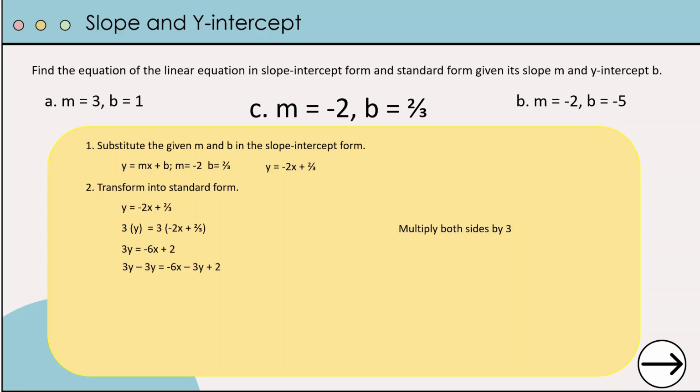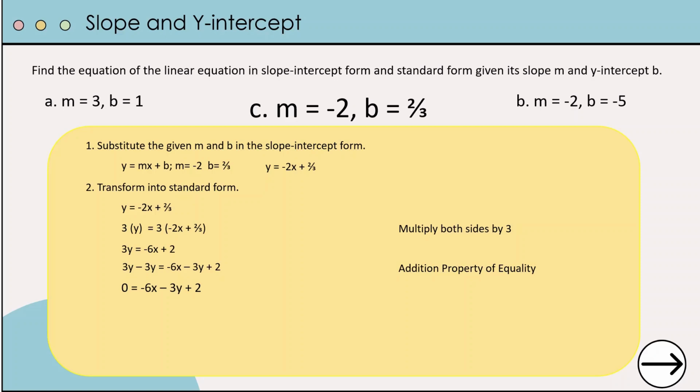Now let's put 3y on the other side of the equation. Through addition property of equality, we add negative 3y on both sides of the equation. We have 3y minus 3y equals negative 6x minus 3y plus 2. We simplify, this becomes 0 equals negative 6x minus 3y plus 2.